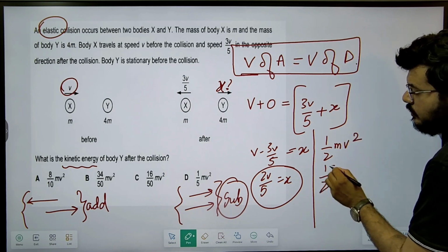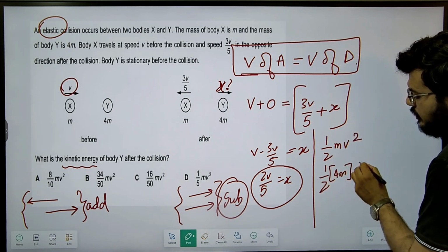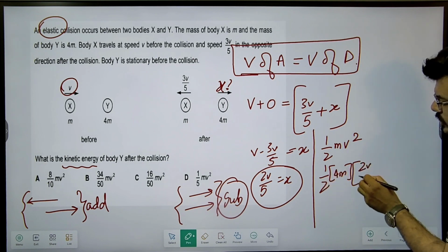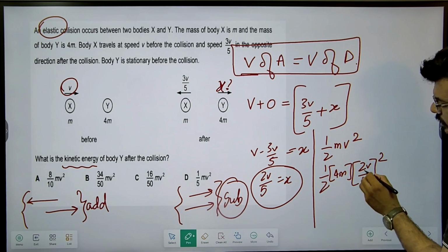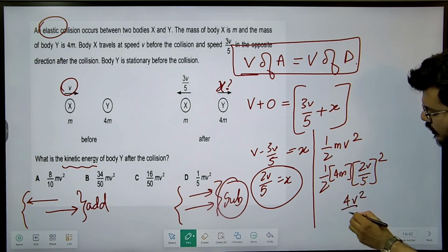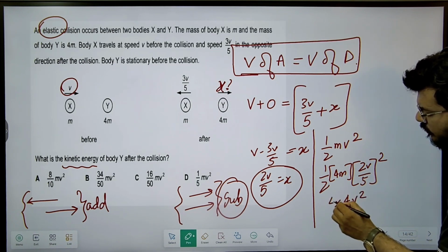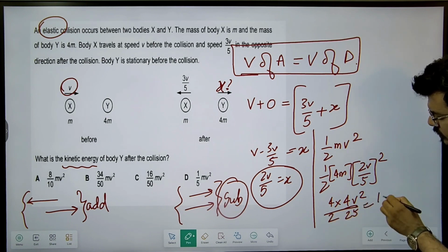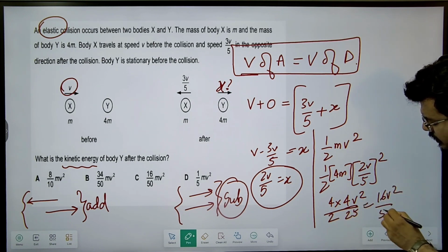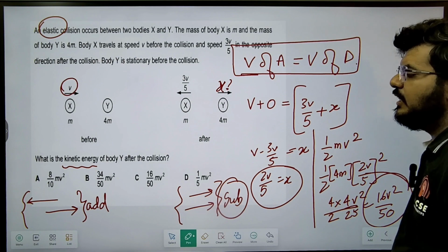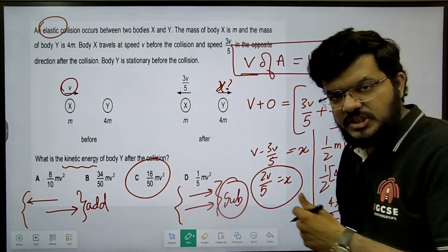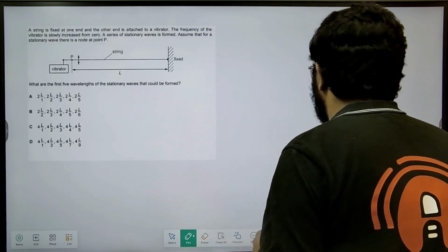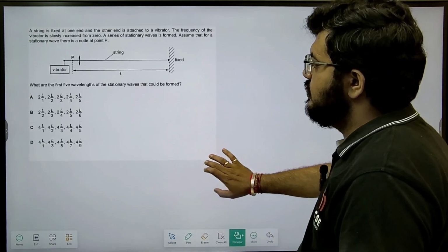So half into 4m into what is velocity? Velocity is 2v by 5 whole square. So you have 4v square upon 25 into 4 upon 2. This will give you 16v square upon 50. That is your kinetic energy of body Y after collision. Option C is your answer. Then we have the next question.